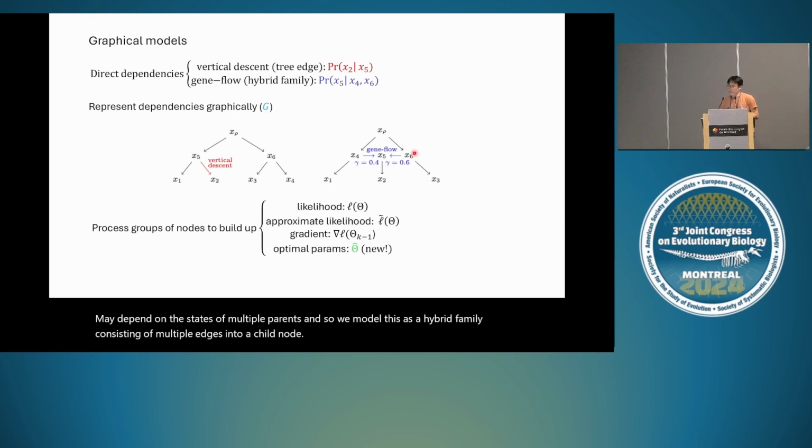So we represent these dependencies jointly on a graph, and then mathematically we also need to characterize how each of these dependencies work, like how does the state of the parent determine the distribution of the child node. And then once we have all this information, we have generic algorithms to process groups of nodes in the graph to build out various quantities of interest. So these are examples of quantities of interest, and a new contribution that we made was finding a way to build up the optimal parameter values for the homogeneous Brownian motion model.